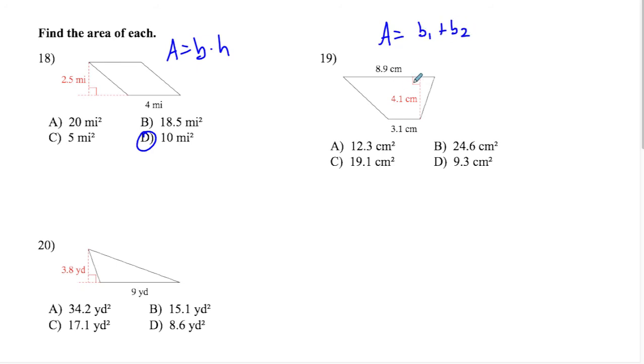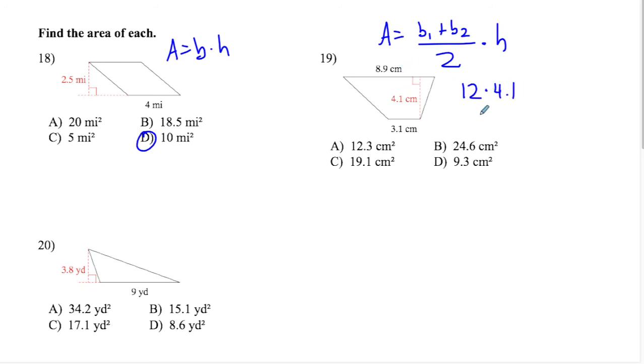You add these two numbers, you divide by 2, and then you multiply by the height. So from there, I'm going to add these together. 8.9 plus 3.1. Well, 0.1 and the 9 is going to make this a 9. So 9 plus 3 is 12. So I'm going to say, what is 12 times 4.1?